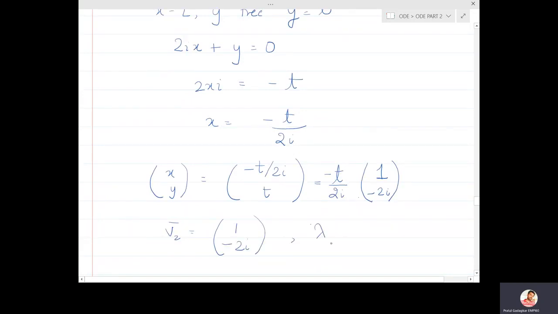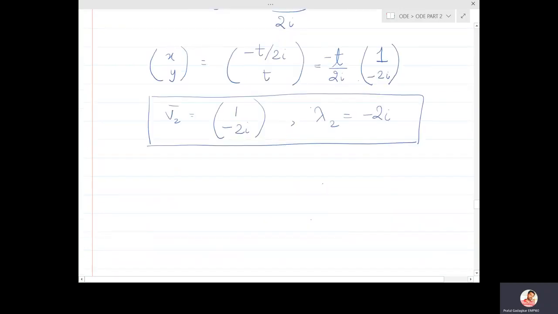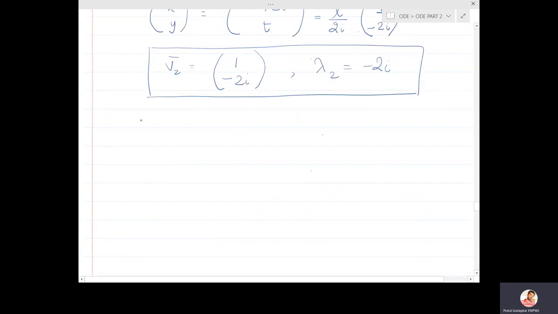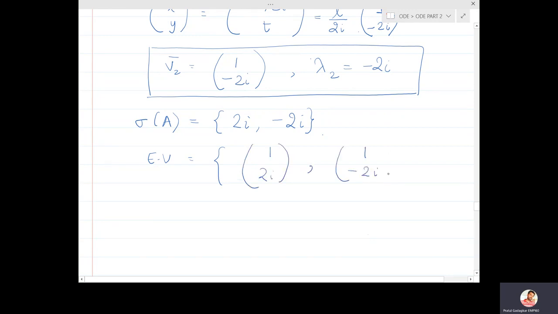And what is lambda 2? Lambda 2 is minus 2i. So this is the eigenvalue and eigenvector. This means that the set of eigenvalues of A will become 2i and minus 2i. And what are the set of eigenvectors? The first eigenvector was 1, 2i, and the second eigenvector is 1, minus 2i.